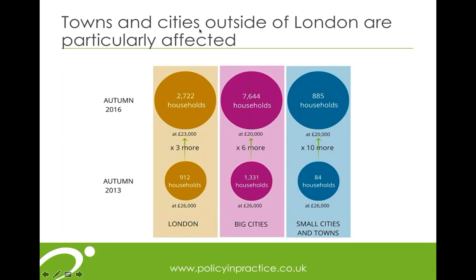We've done this analysis for over 30 local authorities across the UK. You can see in London, 3 times as many households are being affected, from an originally quite high base. In big cities, the impact is even greater. Many times more households are likely to be affected in places like Birmingham or Leeds or Manchester. But perhaps the biggest effect will be on small cities and towns, where the incremental impact is much greater, up to 10 times as many households affected, from the analyses we've done for some of those smaller district authorities.